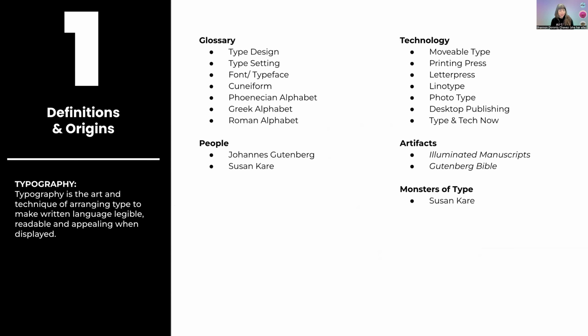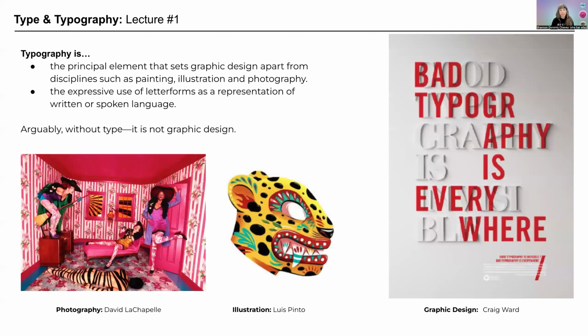What is typography? Typography is the art and technique of arranging type to make written language legible, readable, and appealing when displayed. Typography is the principal element that sets design apart from disciplines such as painting, illustration, and photography. It's the expressive use of letter forms as a representation of the human voice of written or spoken language. Arguably, without type, it's not graphic design.